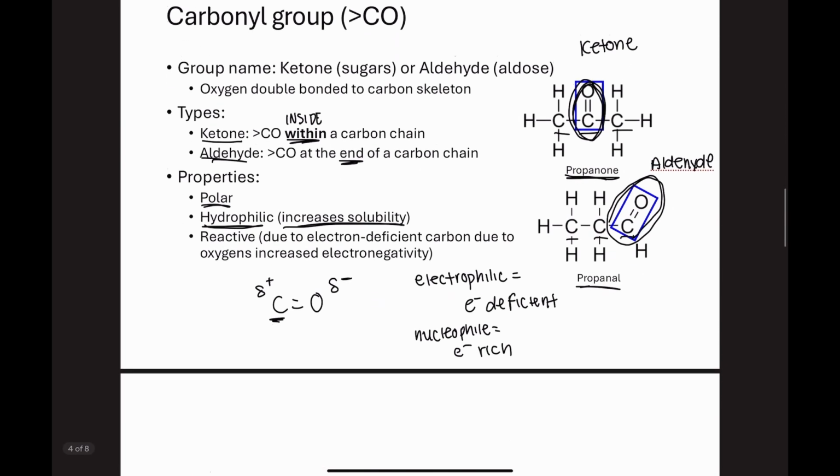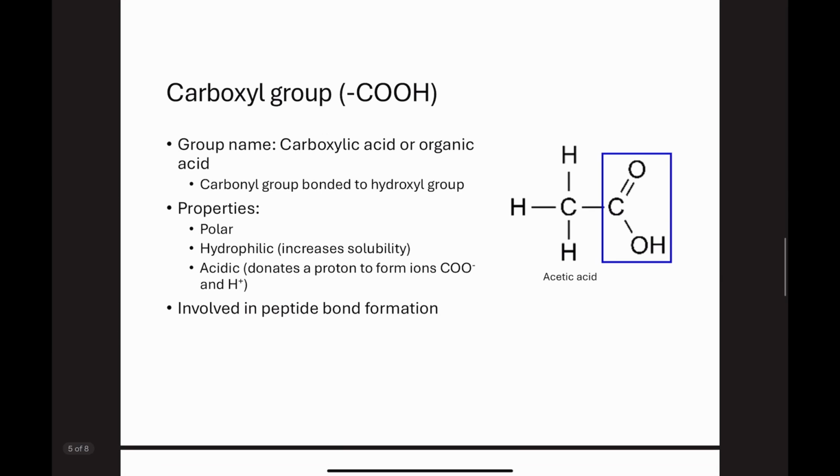So the next group that we're going to talk about is our carboxyl group. The carboxyl group is a functional group that consists of a carbonyl group, right? So our carbon double bonded to oxygen, that is our carbonyl group, and that carbonyl group is going to be attached to a hydroxyl group. We represent the carboxyl group as COOH. And this is also a really important functional group in organic chemistry, especially in acids.